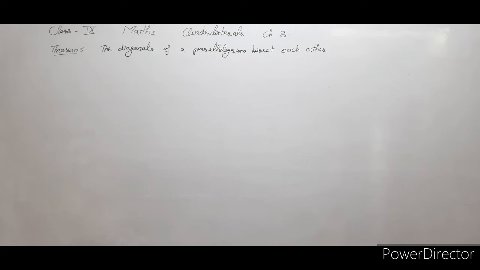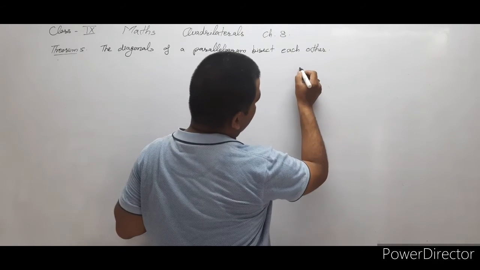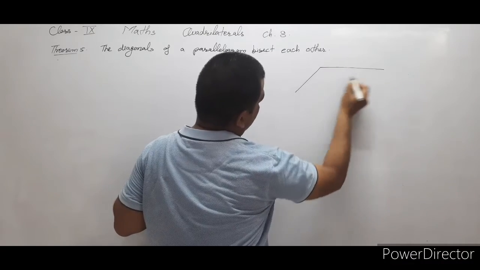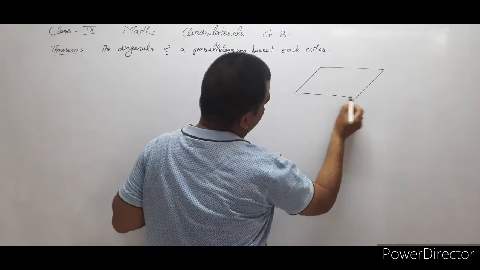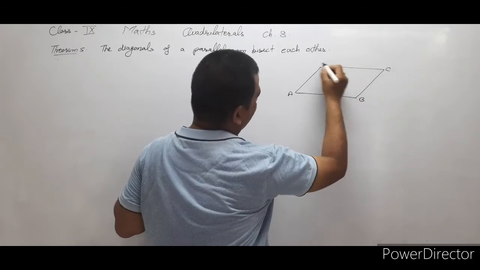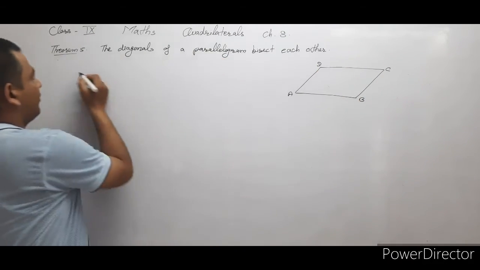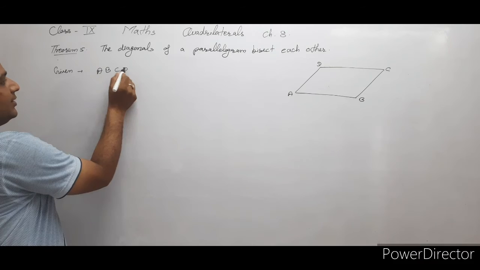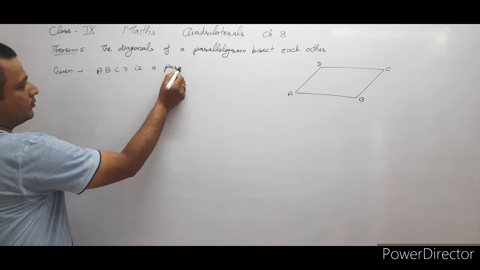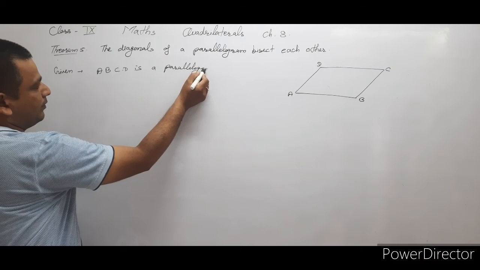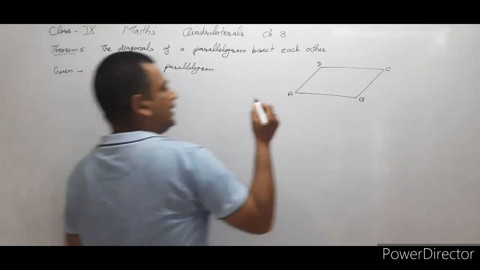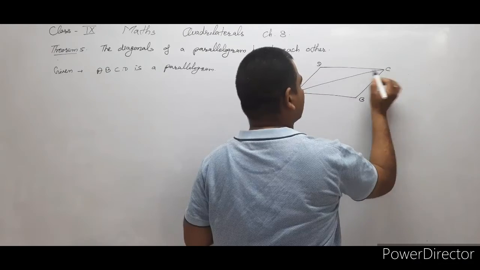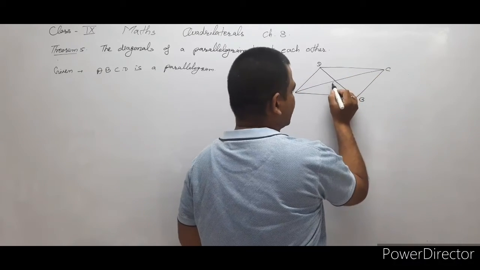Next theorem, you have to prove that the diagonals of a parallelogram bisect each other. In this condition, it's given that ABCD is a parallelogram and diagonals AC and BD intersect at O.